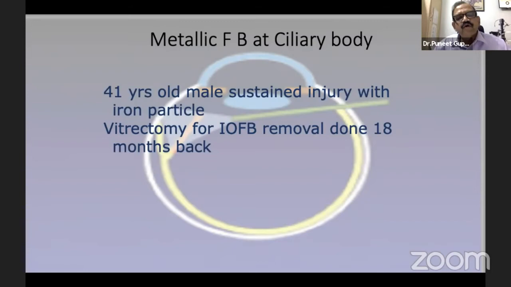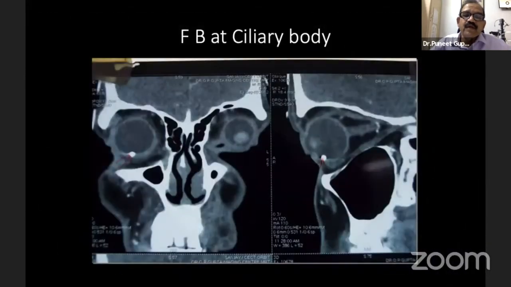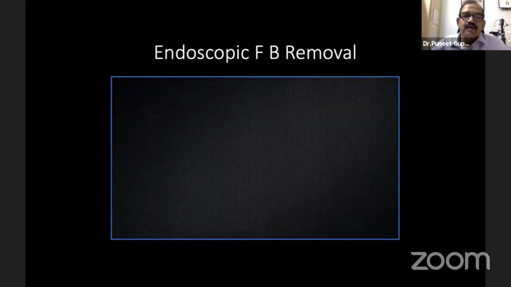Vitrectomy for intraocular foreign body removal was done 18 months back at some other center, but the foreign body could not be removed. This patient had secondary glaucoma, total cataract, and siderosis. A CT scan of the orbit was performed that revealed a foreign body lying at the anterior ciliary body. This is a small video showing the removal.